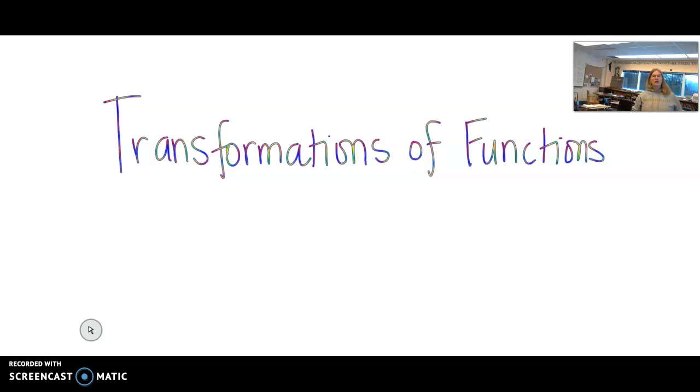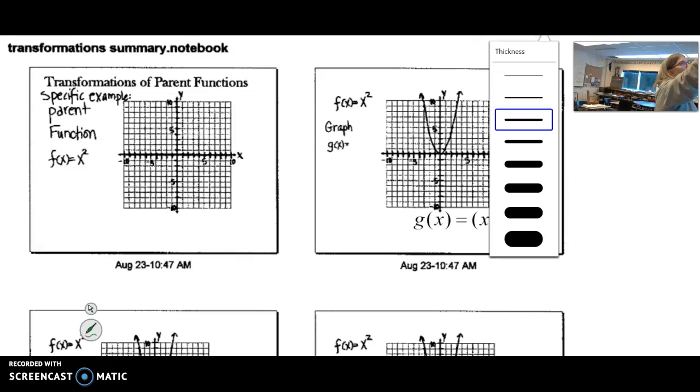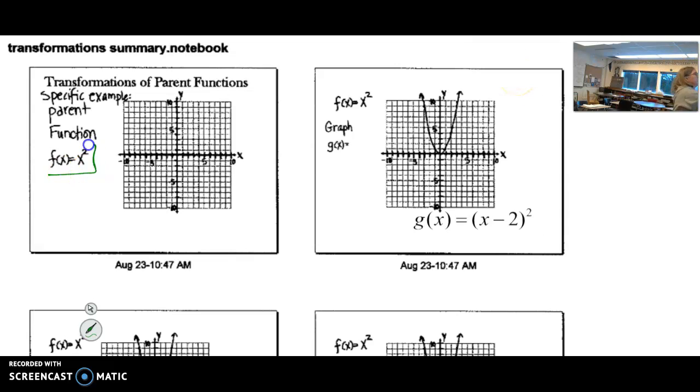Hey guys! In the last video we looked at parent functions, some basic parent functions, and we're going to continue now looking at transformations of functions and then apply it to those parent functions. Okay, so I'm going to start out with, we had studied extensively the graph of f of x equals x squared, the parent function for quadratics.